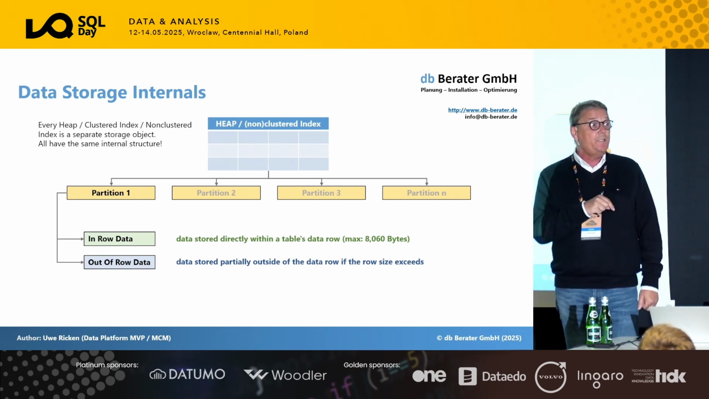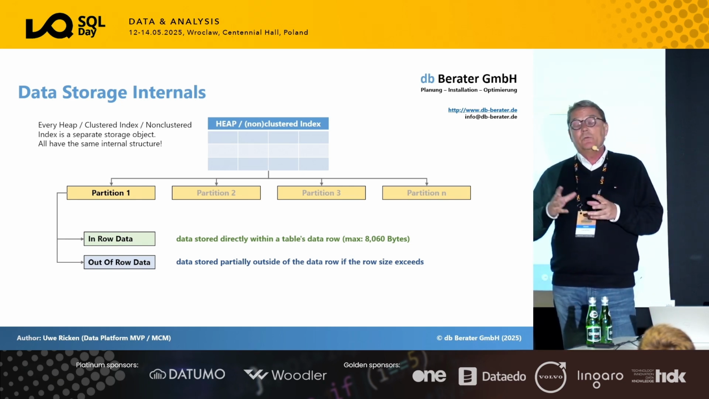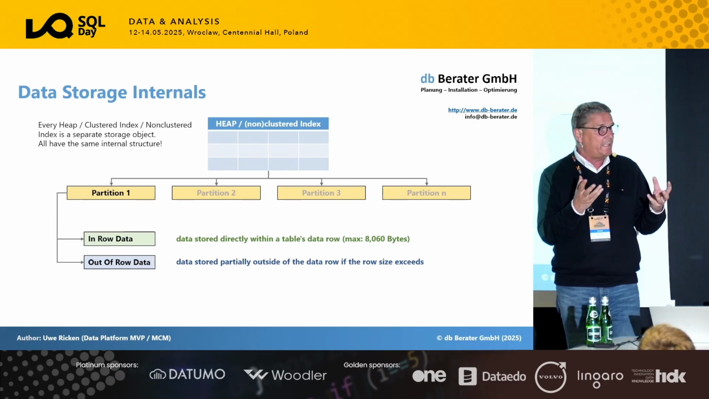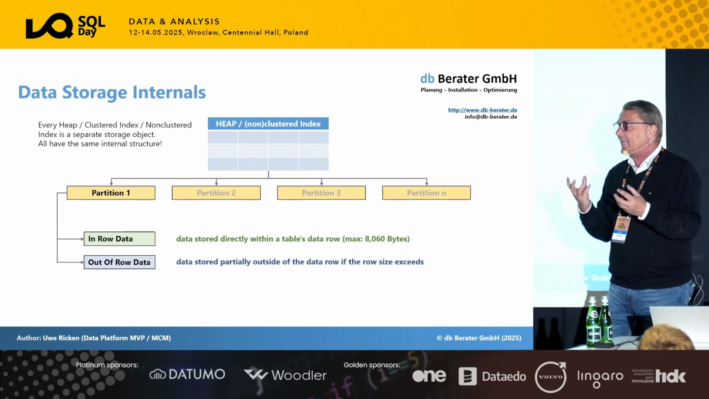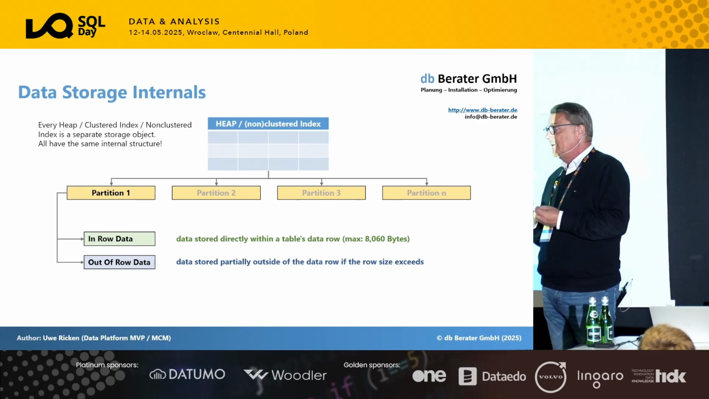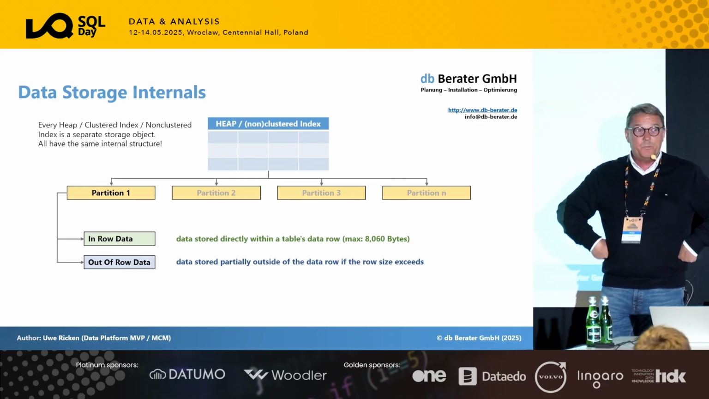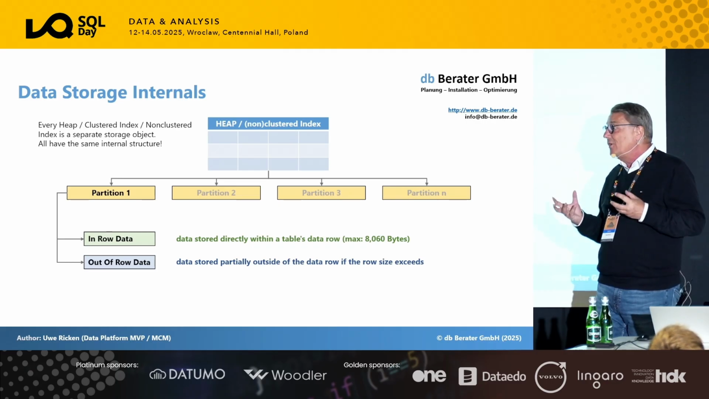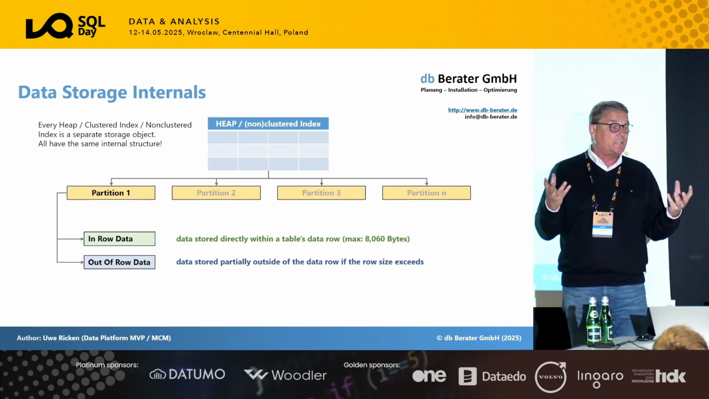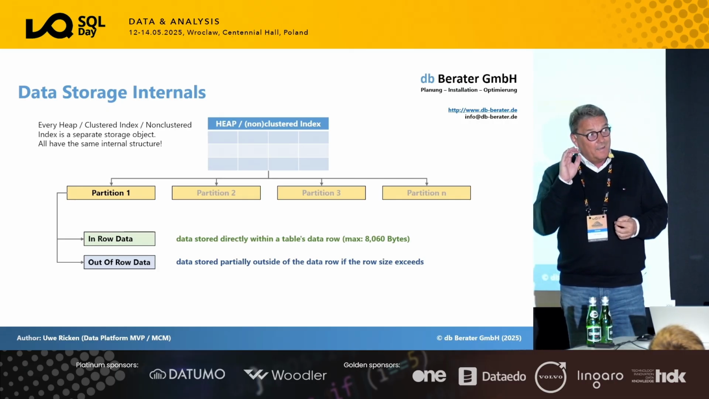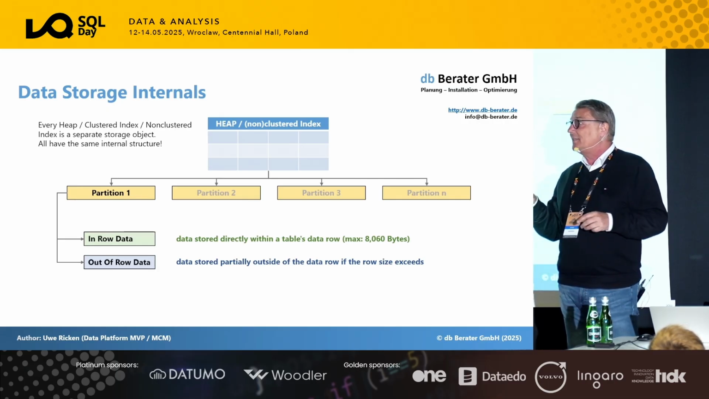This is the first challenge you have. Normally you would say, oh, come on, how can this happen? Because one data page is only storing 8,060 bytes. And then the first question: how could it be that one single row could exceed 8,060 bytes? Don't worry, the problem is not the database, it's the developers.